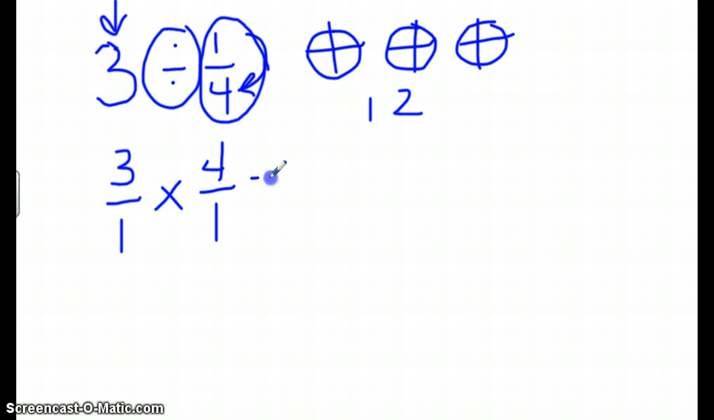You switch places with the numerator and the denominator. Well, now I just have a simple multiplication problem. I multiply straight across and I end up with 3 times 4 is 12, and 1 times 1 is 1. Well, 12 divided by 1 is 12. Anything over 1 is itself.